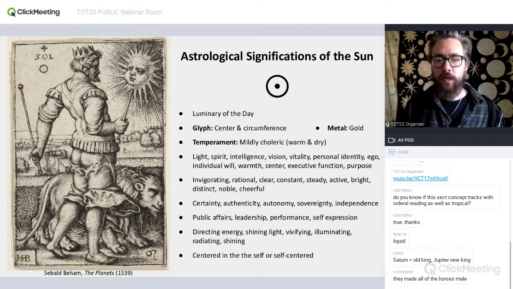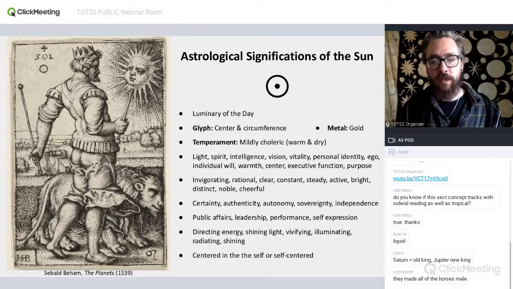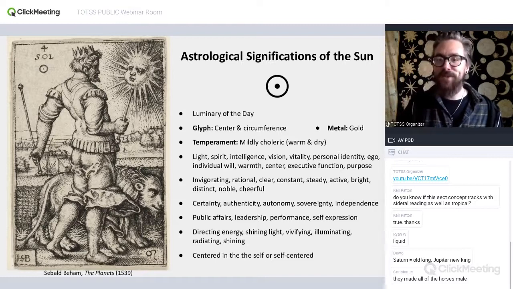The sun is invigorating, rational, clear, constant, steady, active, bright, distinct, noble, and cheerful. Sun can signify certainty, authenticity, right? Being authentic, being true to yourself, is a very solar thing. When someone's worried about doing something, and someone says, oh, just be yourself, just go out there and be yourself, that's extremely solar advice, right?